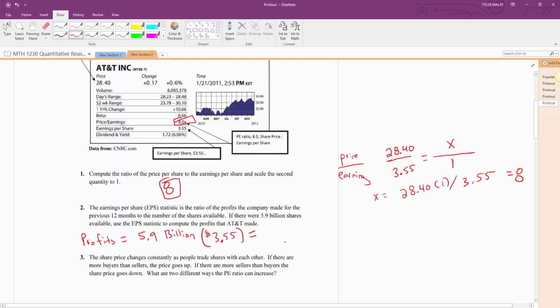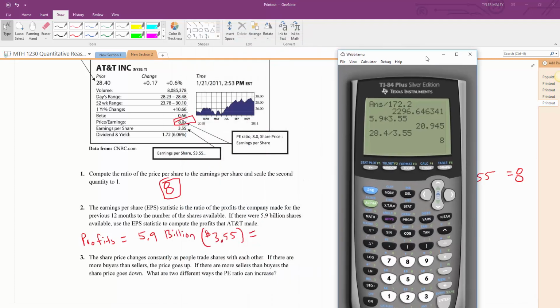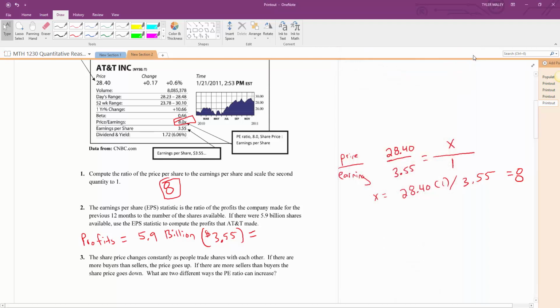If I take 5.9 times 3.55, we get 20.945, and the units are billions of dollars. So almost $21 billion were made in profits for that given year.